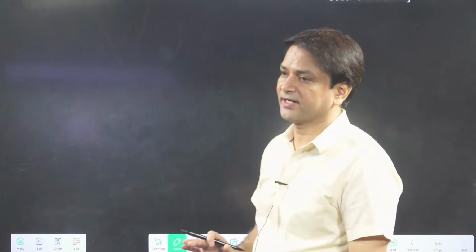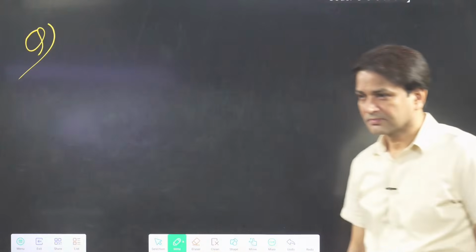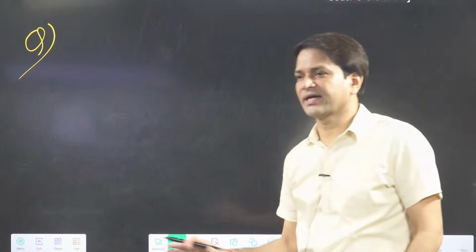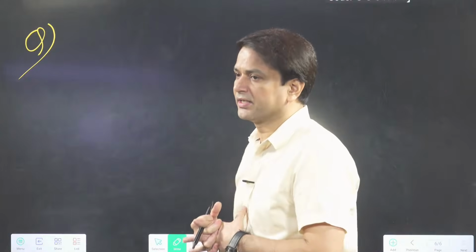So this is completed. So for linear length or linear dimension, we can directly use the formula delta L is equal to L alpha delta theta.